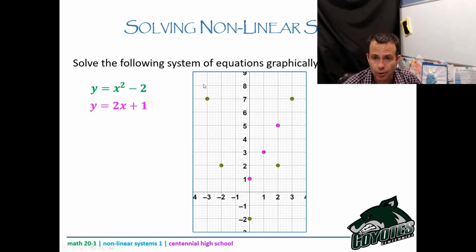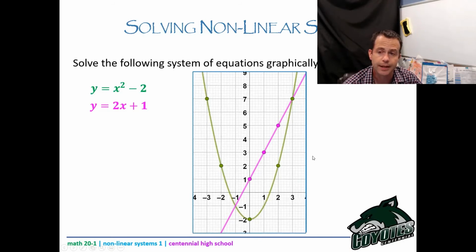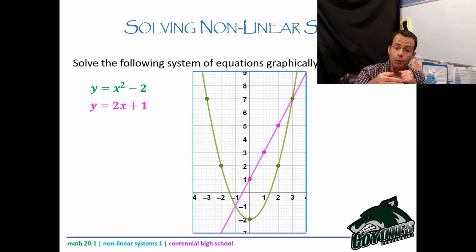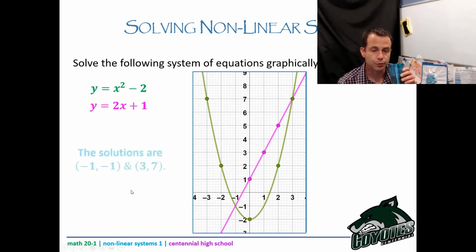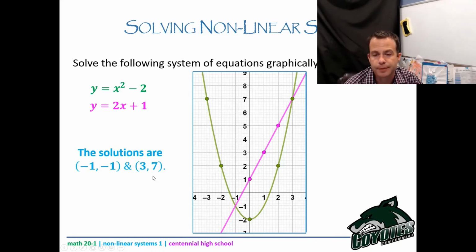Okay, so now I'm going to have a nice curve for those green dots, and I'm going to have a nice straight line for the pink dots. And I get something like this. And I can say, hey, I actually have 2 solutions to this. There are 2 intersection points, which means there are 2 values for x and y that would work in both of these equations at the same time. One of them is at (-1, -1), and the other is at (3, 7). So 2 solutions, (-1, -1) and (3, 7).